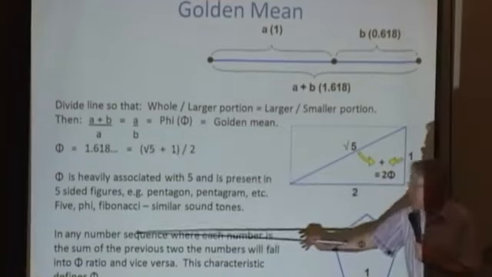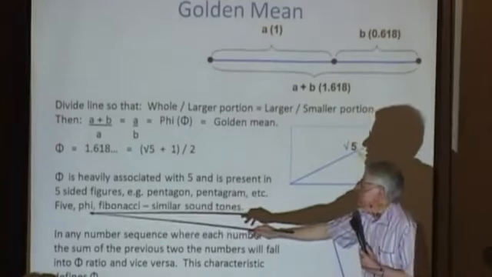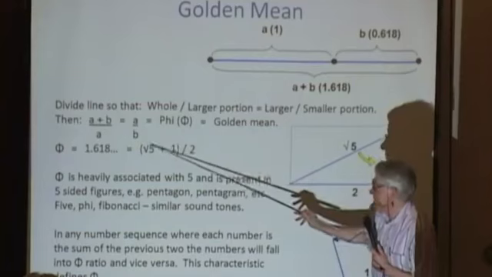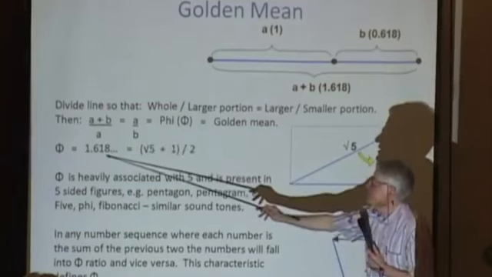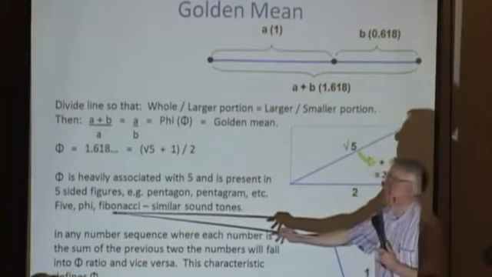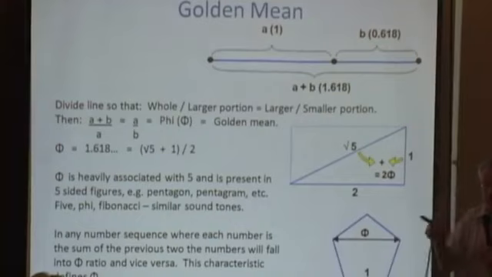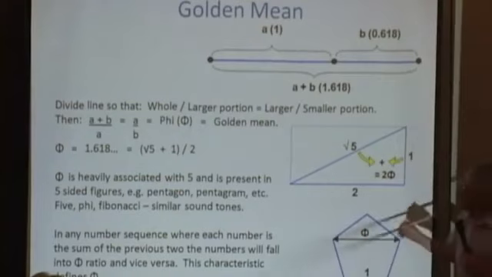Also, it's interesting to note the correspondence between the sound tones. We start with 5, then from 5 we build this ratio, 1.618, and we call it phi. And that in turn leads to the Fibonacci. So we have the similar sound tones coming through all the numbers. We have 5, phi, Fibonacci. The same pattern, the same resonance, is traveling through all of them.